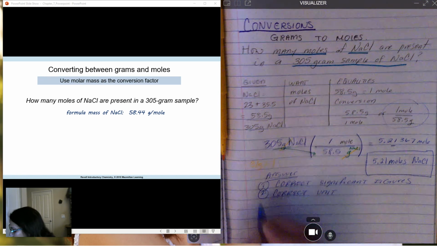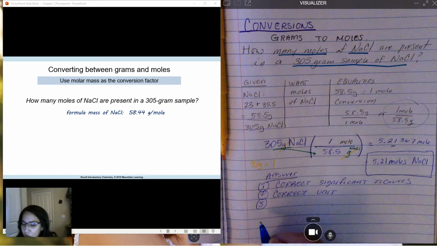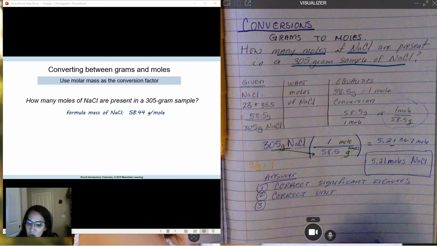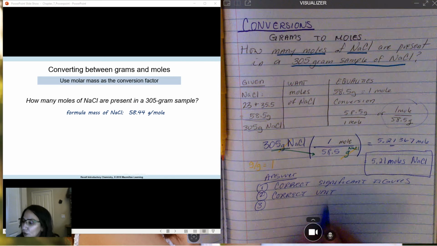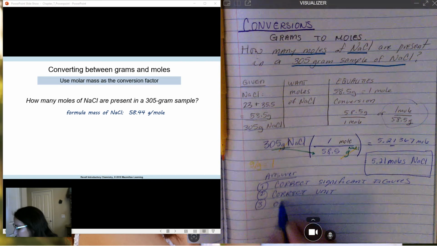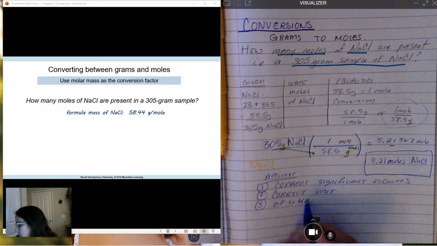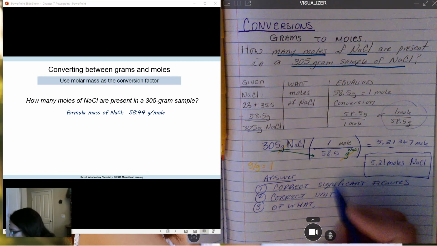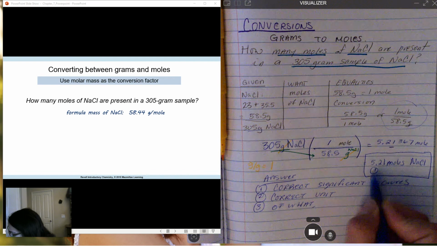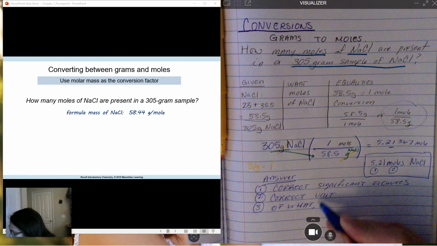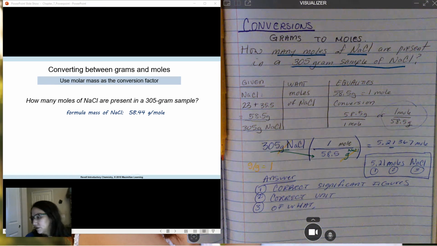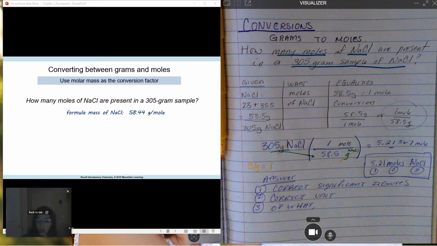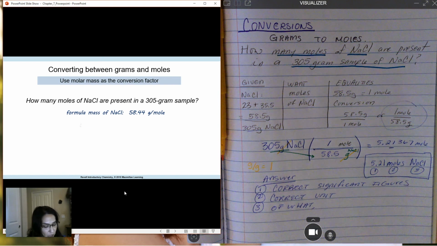If you don't tell me of what, I'm just going to say 5 point what? 5.1 dollars, 5.1 cups of coffee. Like, what is it? And of what? So what molecule, what atom? Okay, so this is number 1, the correct significant figures. This is number 2, the correct unit. And this is number 3, of what? So there's our answer for the conversions of grams to moles.